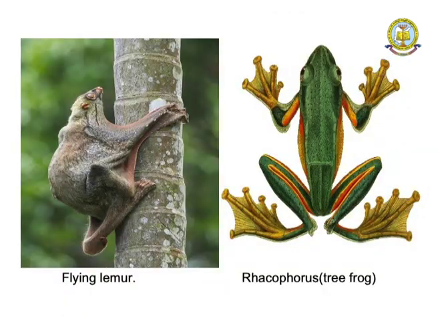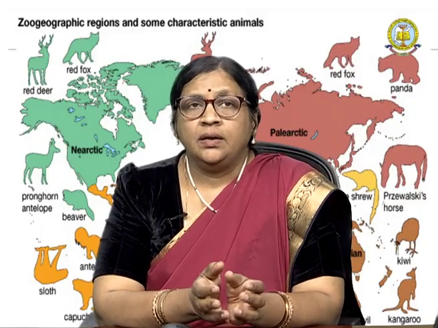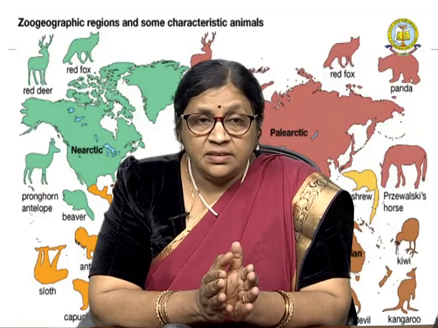And the flying lemur is a characteristic feature of the Ethiopian subcontinent. We find this particular animal as an endemic and rarely found in other parts of the world. So we find lemur in some tropical areas, whereas in this particular area we find the flying lemur, an endemic species found in this particular region.